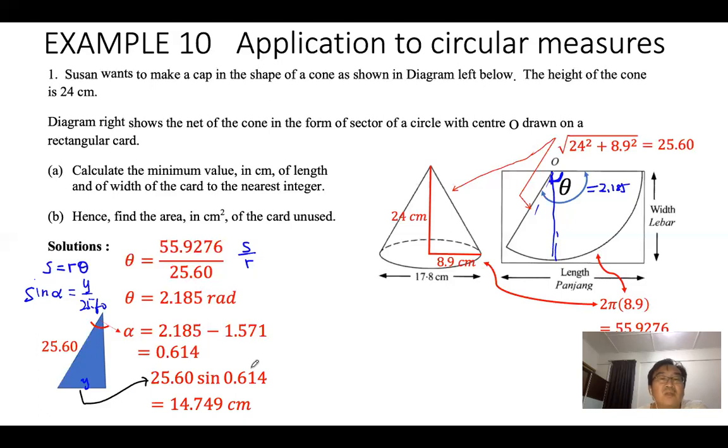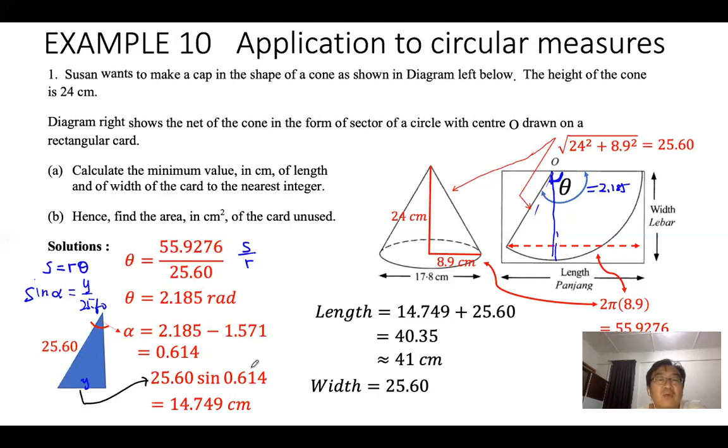So nearest integer will be, okay, the length will be 14.749 plus 25.6. You get 40.35. So the nearest integer will be 41 centimeter, and the width will be 25.6 or 25.26 centimeter. Okay, nearest integer. So nearest integer means the round number lah. So 41 centimeter is the length, and the width is 26 centimeter.